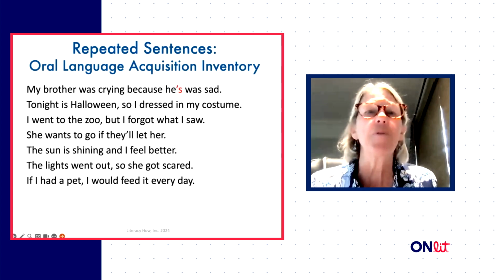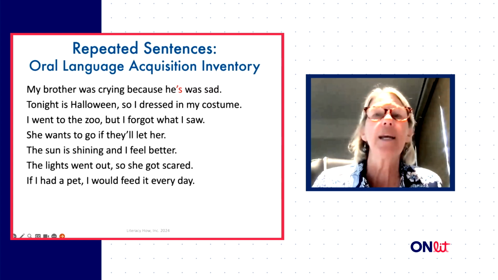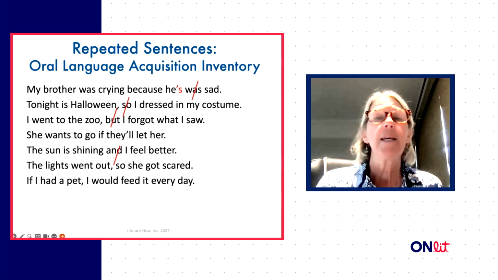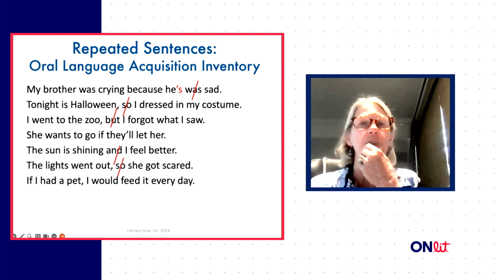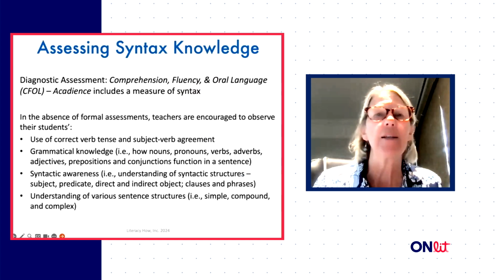This is actually from the Oral Language Acquisition Inventory, which is not widely known about or used, but again, it's a sentence repetition task. And you can see in this example, the student forgot or left out the apostrophe s, the possessive, in the first sentence and omitted part of the verb, or actually the linking verb was. He omitted the FANBOYS, for, and, nor, but, or, yet, so, and again, that was probably not because of his memory, but rather because of his syntactic awareness of those cohesive ties.